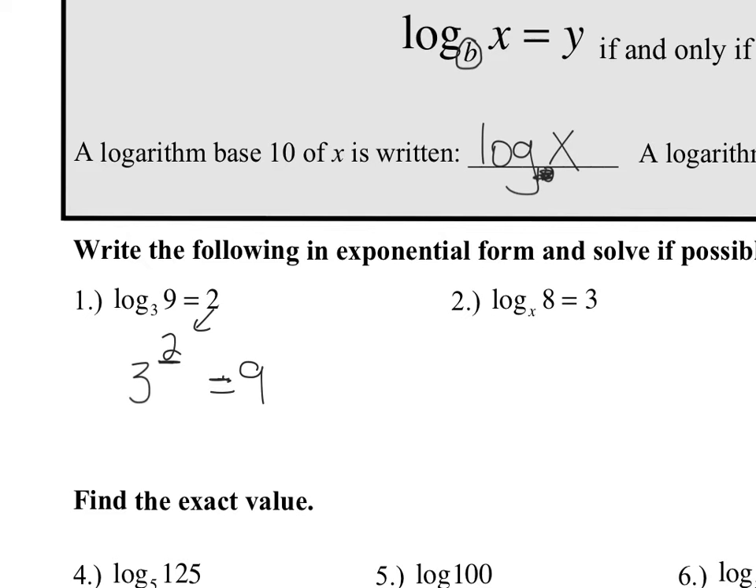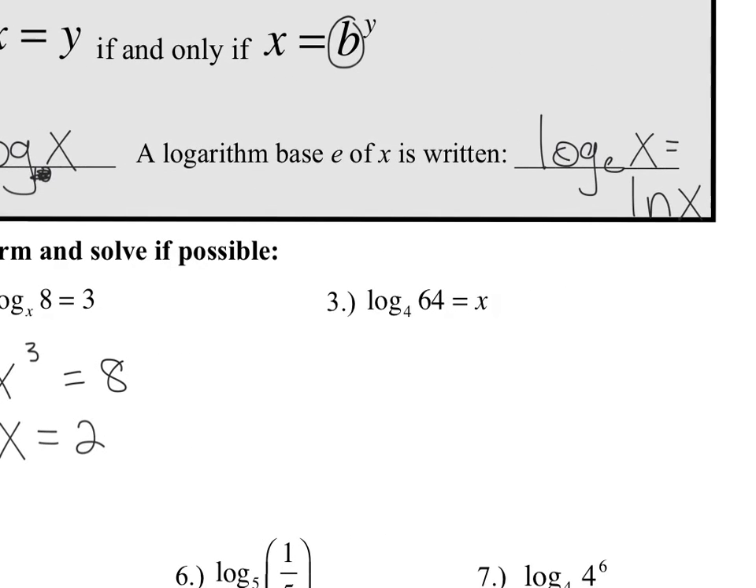For number 2, the base of the log is an x. X and 8 are separated when we rewrite them, separated out by the equal sign, and that leaves the 3 to be an exponent. Again, we're just rewriting from logs to exponential because sometimes if you can't solve a log, usually you can solve an exponential function, and vice versa. So we have x cubed equals 8. Well, it says solve if possible. We can solve that. X would equal 2 because the cube root of 8 is 2.